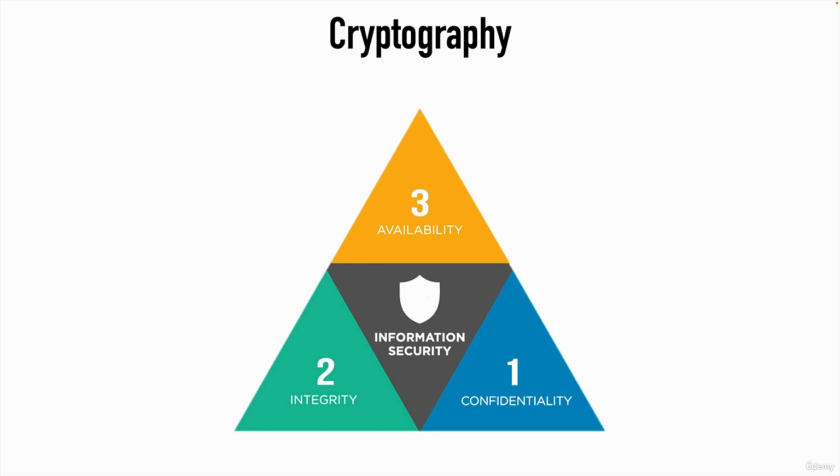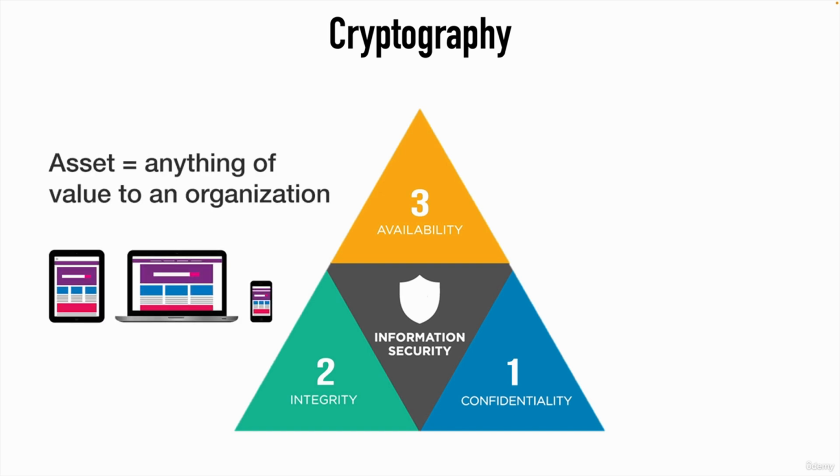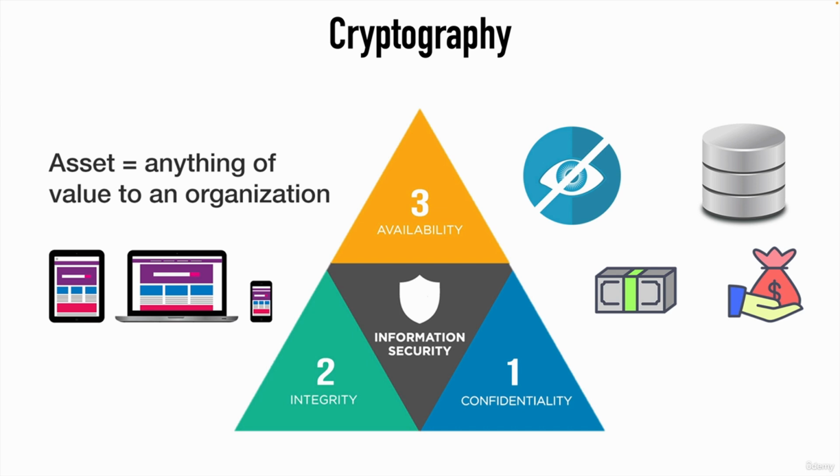One of the most foundational concepts regarding security is known as the CIA triad. This stands for the three very important pillars of security, which are confidentiality, integrity, and availability. Every organization has what's known as assets that need to be protected, and an asset is simply anything that is valuable to an organization. This can include equipment, trade secrets, database information, accounting information, or any number of other things.